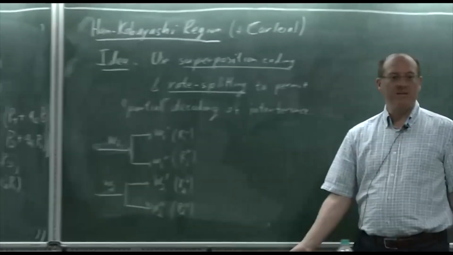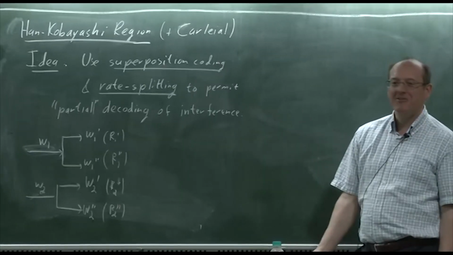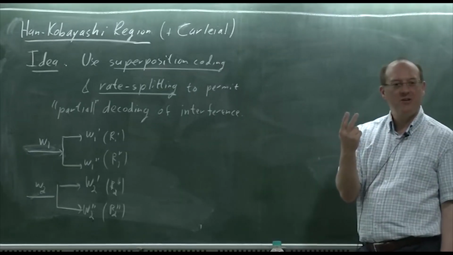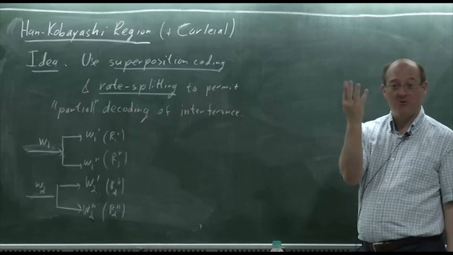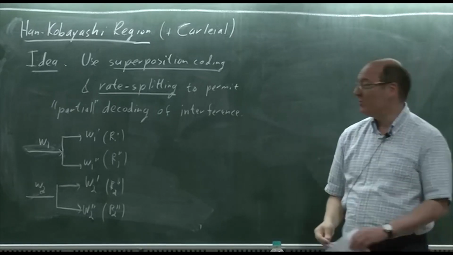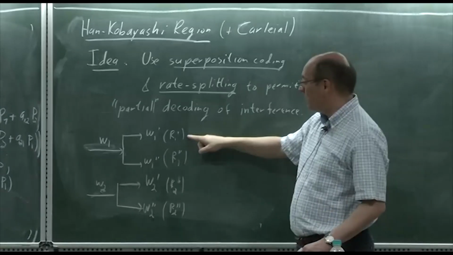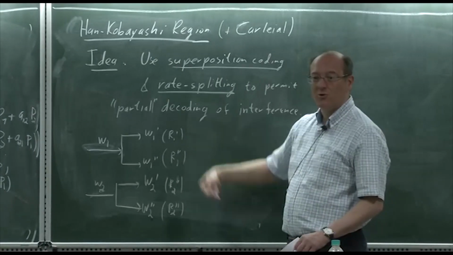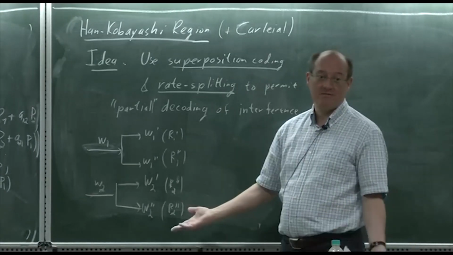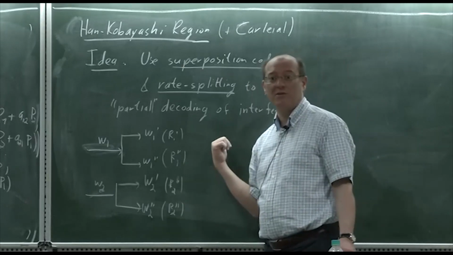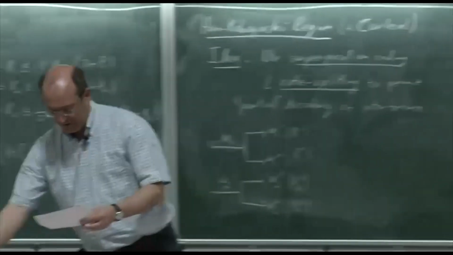Okay, so effectively we've converted the interference channel with 2 users and 2 receivers to 4 users and 2 receivers. And the idea of doing this is that one message of each of the splits is decoded by both receivers, right, and the other one is only decoded by the direct receiver. That's the idea.